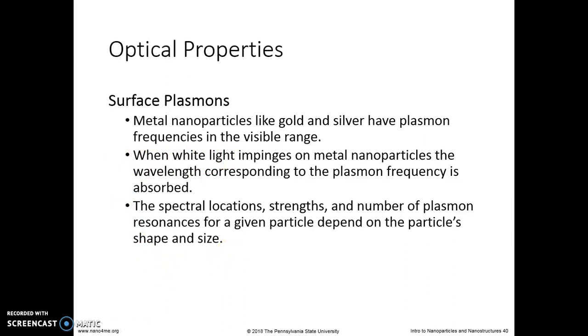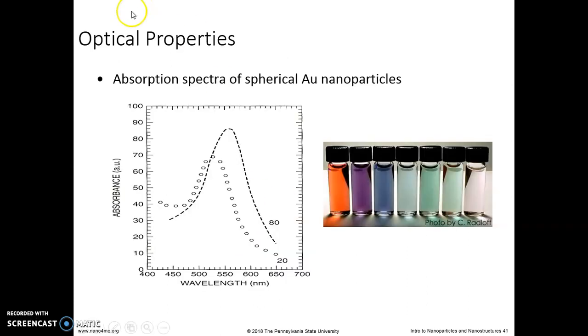Then the spectral location, strength and the number of plasmon resonances for a given particle depend upon the particle size and shape. Here they have clearly given the absorption spectra of a spherical gold nanoparticle. This is the wavelength, and for that wavelength the absorption is given.